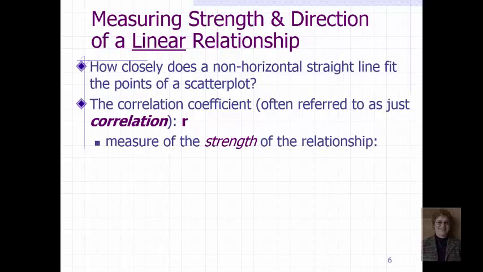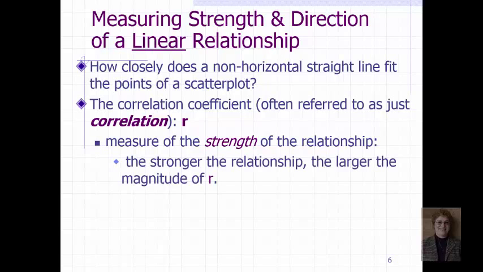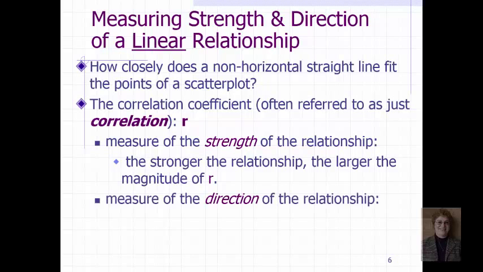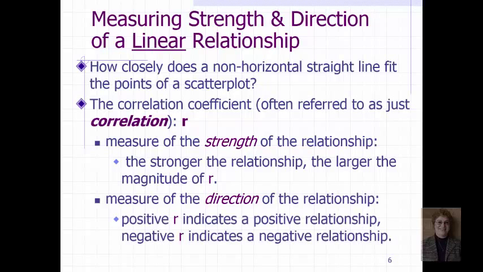And R measures the strength of the relationship. So the stronger the relationship, the larger the magnitude of R. And it measures the direction of the relationship. If we have a positive R, it's a positive relationship. A negative R, a negative relationship. So when I talk about the magnitude of R, what I'm talking about is how far from zero.